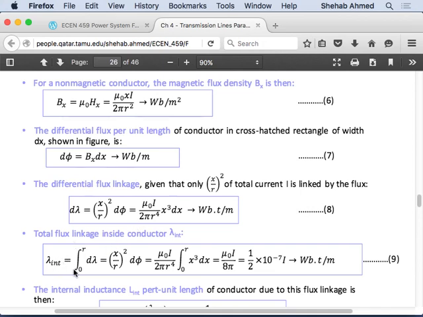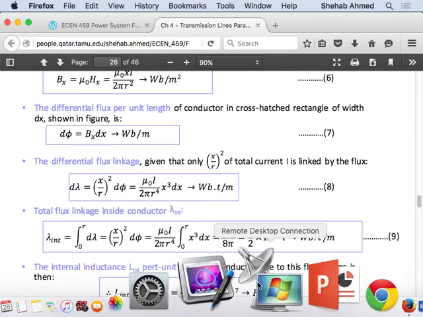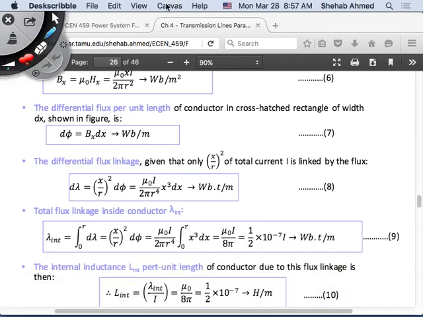So I will calculate flux linkage from 0, the center of the conductor, to radius r. I take the flux linkage that I just derived and do this integration. I end up with 1/2 times 10 to the minus 7 times I. And then I know that the relationship between lambda, the flux linkage, and the current is the inductance, L, right?